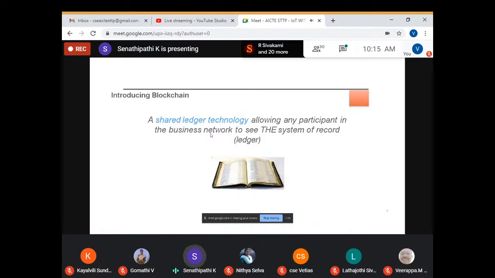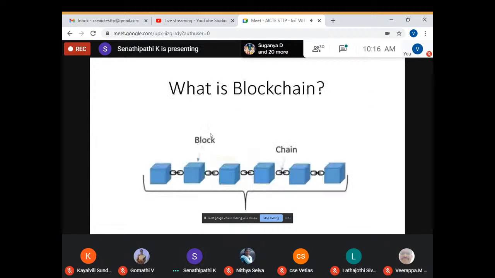So that is about blockchain, right? Blockchain is nothing but a chain of blocks, or I can put it in a different way, a shared ledger technology, which allows any participant to keep a copy of the ledger or to see the ledger, right? So that's about blockchain, a chain of blocks.